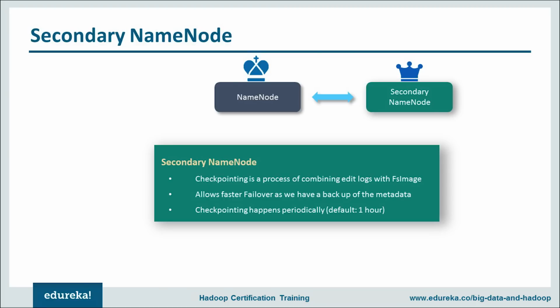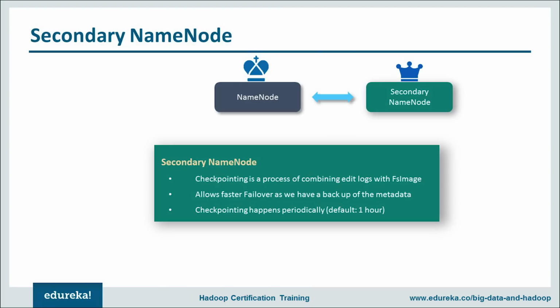And there's one more similar file which is known as an edit log. Now, edit logs will not keep the record of transactions 20 days back, but just a few hours back. Let's say it will keep the record and the transaction details that happen in the past 4 hours, and checkpointing is the task of combining the edit log with an FS image. It allows faster failover as we have a backup of the metadata.